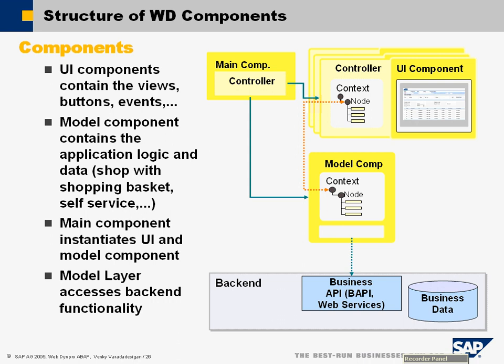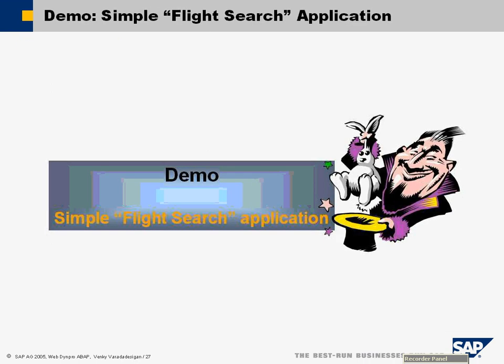And somebody has to coordinate between the UI and the model. That is another controller component called the main component. That's what instantiates the UI component and coordinates between the UI component and the model component. So these are the main types of components you will be building if you are developing a Web Dynpro ABAP application. All right.